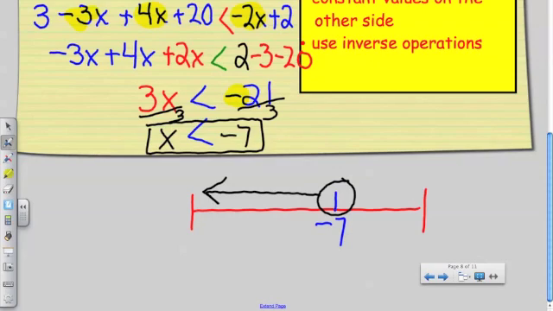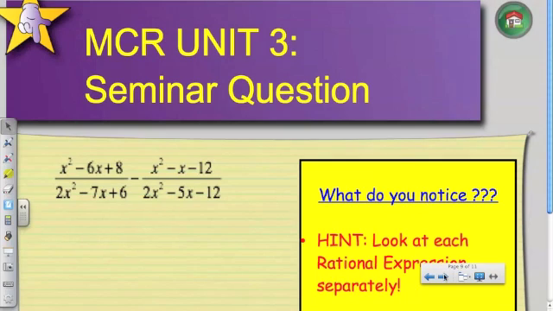So that's it for the seminar. However, I have noticed that there's one question on the seminar sheet that people always have trouble with. So I'm going to set you up. I'm going to give you the seminar sheet in a second, but I want to set up the question for you because I do not want you making this same mistake on the test. So can you write this question down?